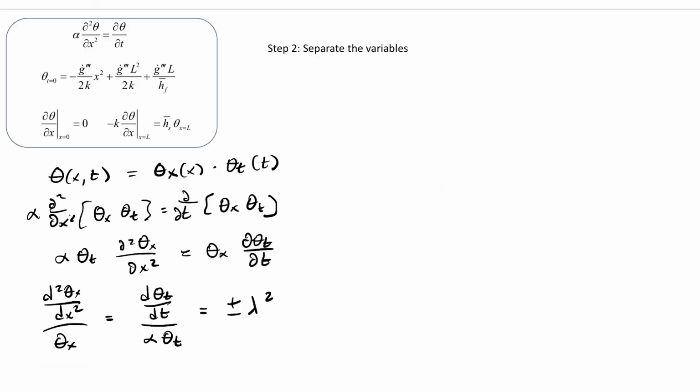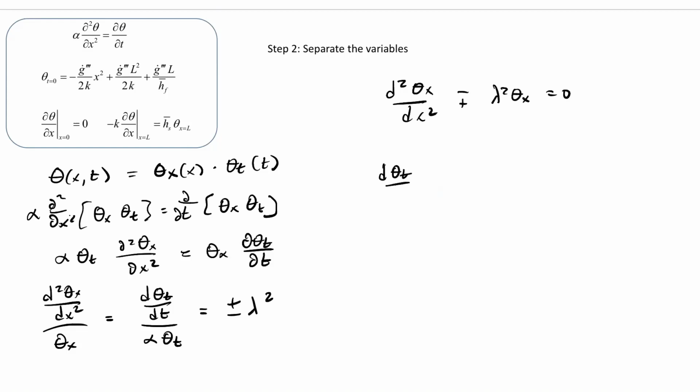Then if we move forward, let's solve the x problem first. x is going to be d squared theta x dx squared. Now bring that over, so it's minus or plus lambda squared theta x equals 0. And then the theta t problem is d theta t dt minus plus, they're going to have the same sign, lambda squared alpha theta t equals 0.